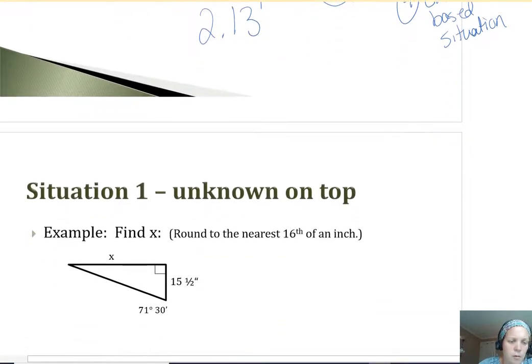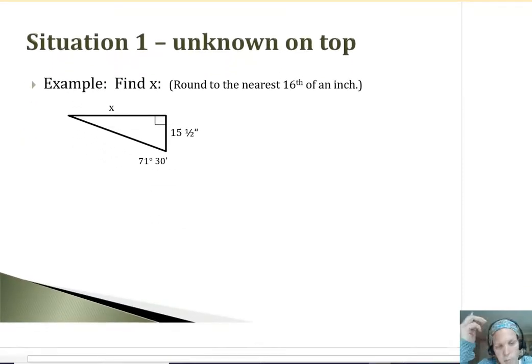Okay, notice how this is headed situation 1, the unknown is on top. Okay, so now the next one, 71 degrees, 30 minutes down in the bottom. So right away, I'm going to change that to 71 point. If it's 30 minutes, break that down by 60, divide by 60 to get 0.5 degrees. So we'll use 71.5 instead of that. 71 degrees, 30 minutes, you could enter in your calculator like that if you want, but a little easier to change it to a decimal.